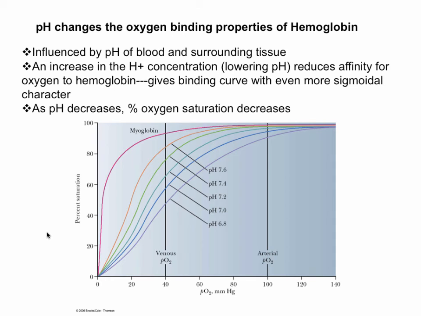And so this just shows the binding curve of hemoglobin at different pHs. And you can see that as we decrease the pH from 7.6 to 6.8, the curve actually becomes even more sigmoidal. So there's less oxygen bound to hemoglobin.